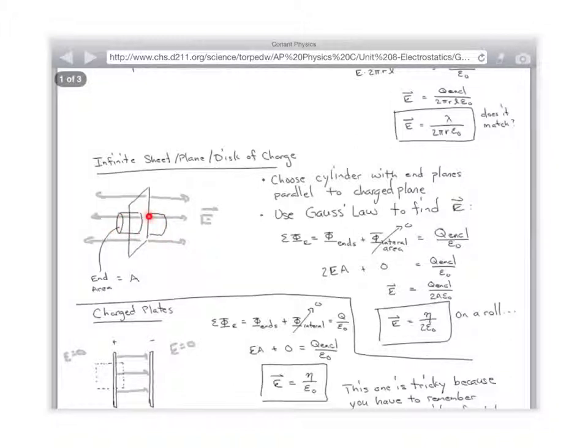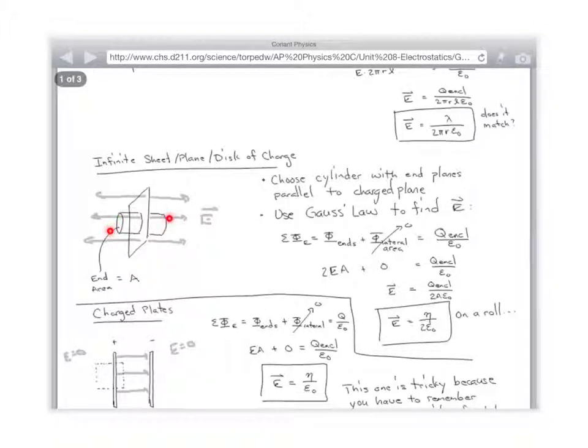3. Is there any flux on the left end cap? Yes. Is there any flux on the right end cap? Yes. So there's flux through the left and right ends. Is there any flux through the lateral area? No. Why not? Because it's running parallel to those field lines. Okay. So the only thing that matters is the two ends, but we've got 2 of them. We've got an end on the left side and an end on the right side.